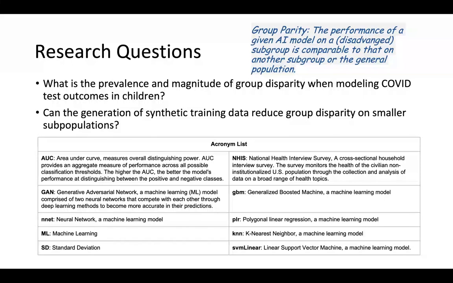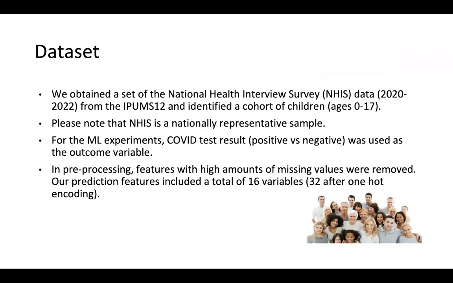Also, a quick reminder is that group parity, a definition for group parity, is the performance of a given AI model on a disadvantaged subgroup that is comparable to that on another subgroup or the general population. So let's move forward. Let's look at the data set.